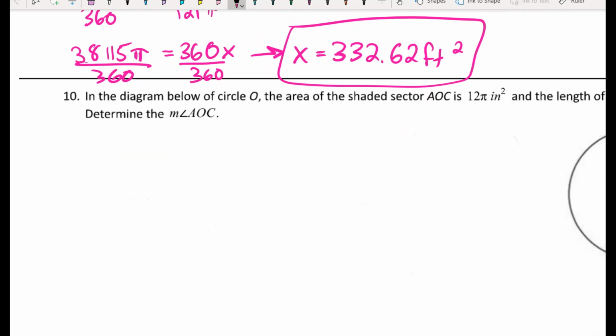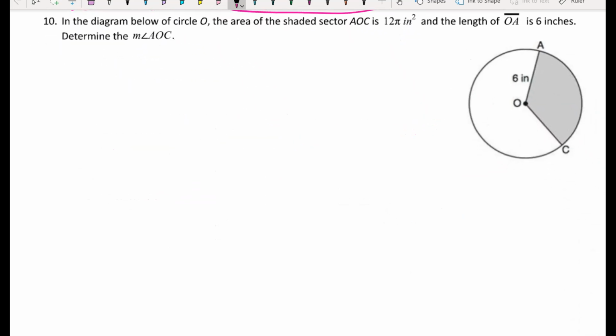So what we did is we just calculated that area right there made by the central angle of 315 degrees. Now number 10 is a little bit different based off of the information we're given, but we could still use a similar process. In the diagram below of circle O, the area of the shaded sector AOC is 12 pi. The length of my radius is 6. And they want me to determine the measure of that central angle there.